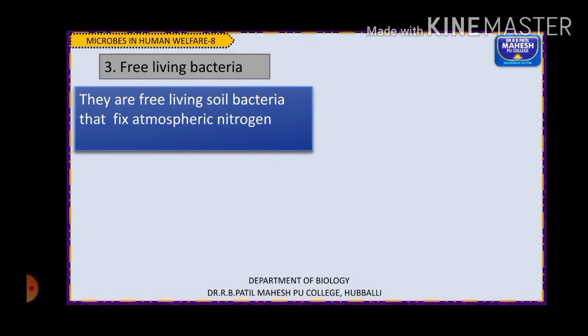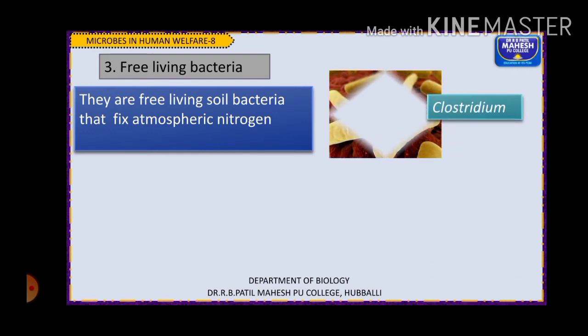So there are certain free living soil bacteria. They are asymbiotic in nature. They are free living in the soil. Okay, so we can call them the free living soil bacteria. They fix the atmospheric nitrogen actively even under aerobic conditions.